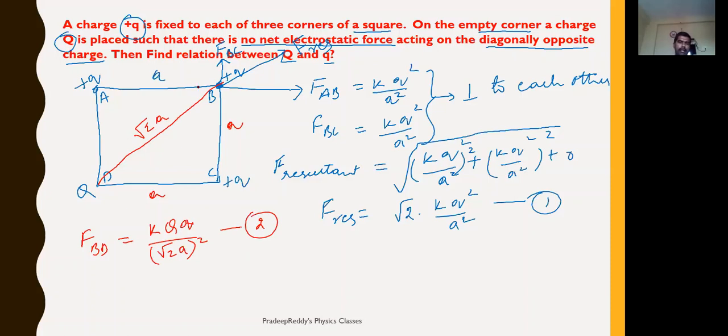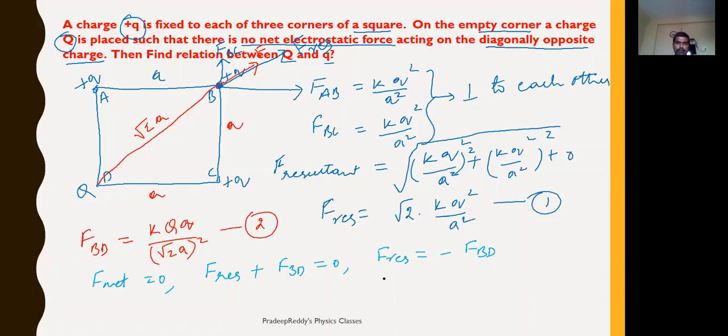Now, as capital Q and small q, if we are treating both as positive charges, there will be a repulsive force, and that is in the same direction as that of the resultant force. But what is mentioned is there should be no net force on the diagonally opposite charge. That means, according to the problem, there should not be any force along the diagonal charges. Therefore, F net is equal to 0, and F net equal to 0 results in F resultant plus F diagonal is equal to 0. And this is F resultant is equal to minus F diagonal.